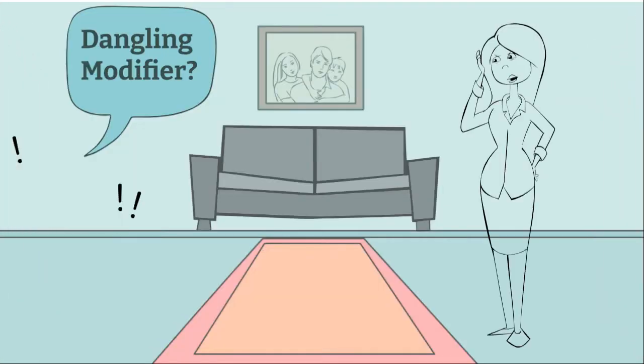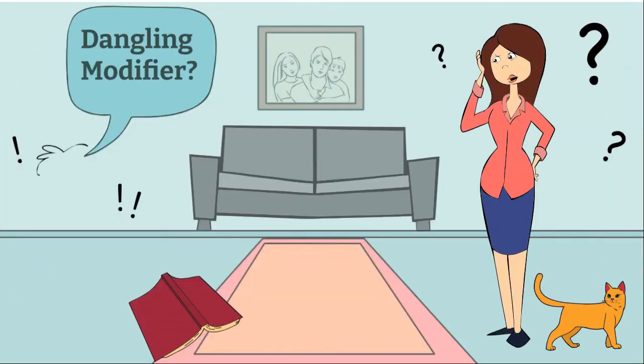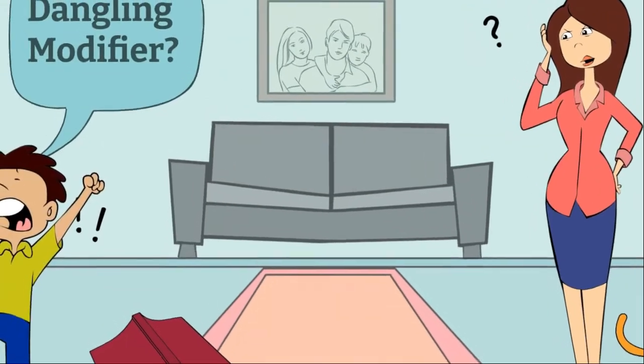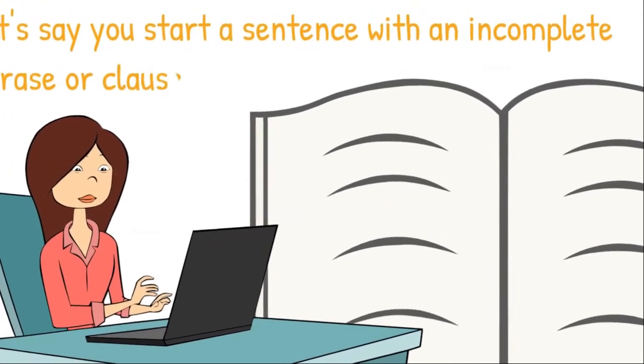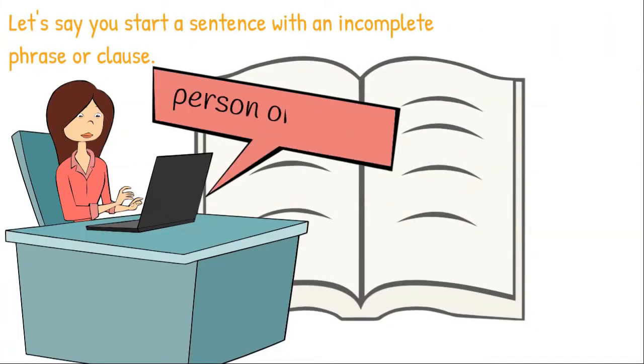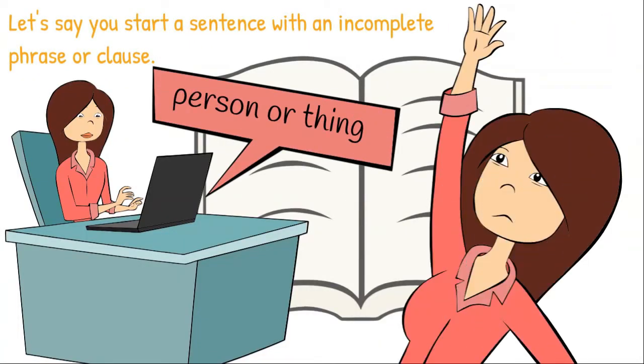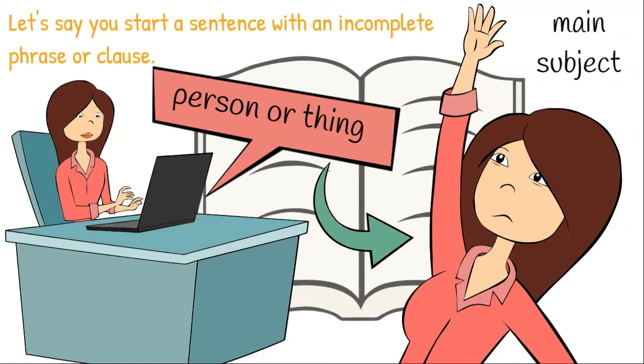All right, let's get into our teaching today on how to remove the dangling modifier in our writing. Let us begin by answering the question, what is a dangling modifier? Let's say you start a sentence with an incomplete phrase or clause. Well, you're going to want to follow that with the person or thing it describes. And that person or thing is the main subject of the sentence.